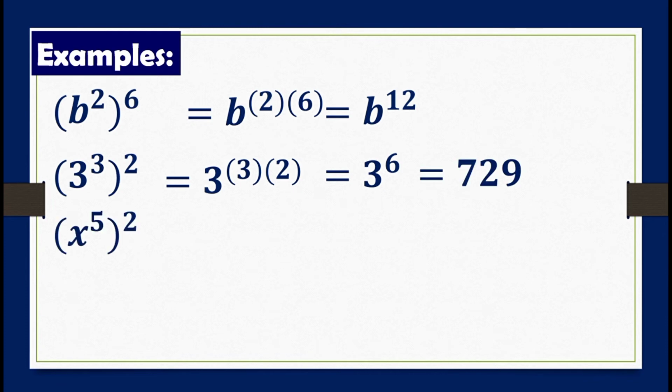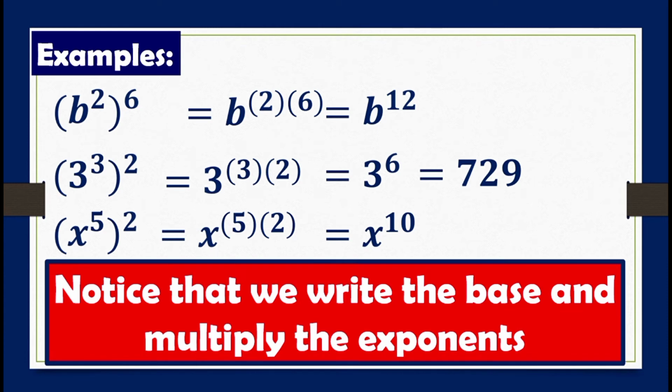Let's have the third one. Quantity of x to the fifth squared. Again, all we need to do is to multiply our exponents 5 and 2. The simplified form becomes x to the 10th power. So in power of a power, notice that we write the base and multiply the exponents.